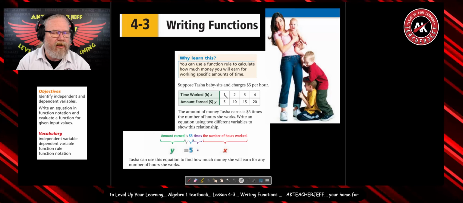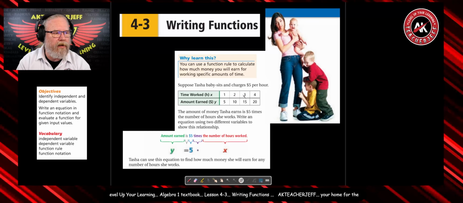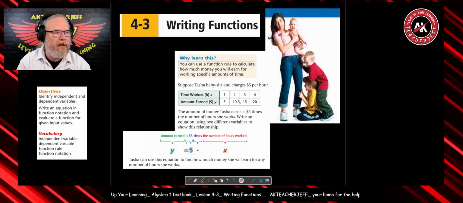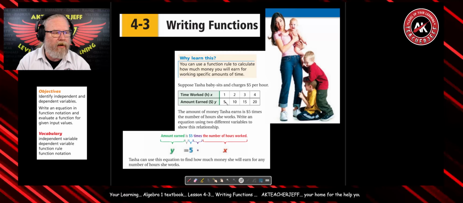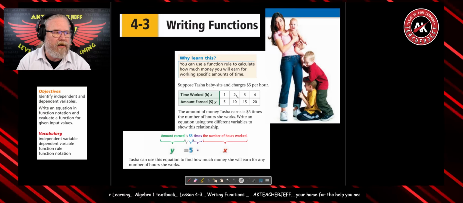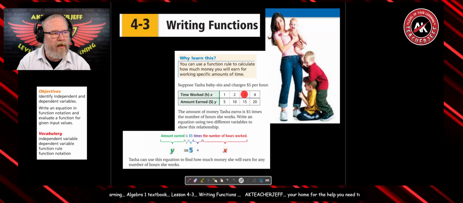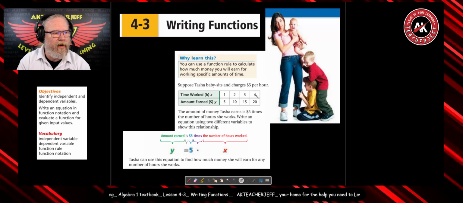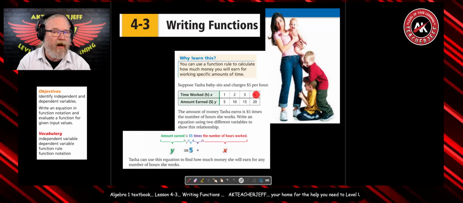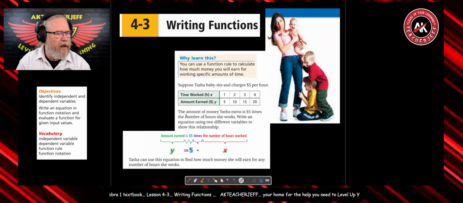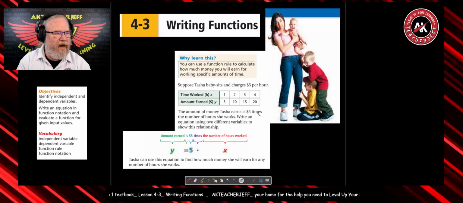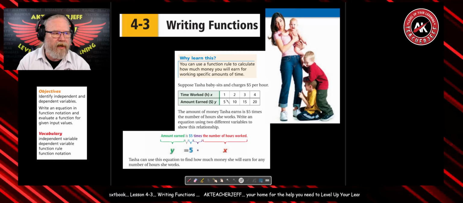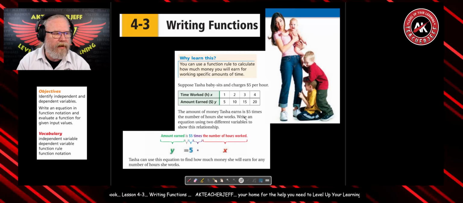And the number of hours she works, she figures, what about 1 hour, 2 hours, 3 hours, or 4 hours? And so she knows that if she works 1 hour, at $5 an hour, she's going to get $5. Works two, she's going to get 10. Three would be 15, and 4 hours would be $20. The amount of money that Tasha earns is 5 times the number of hours she works. We can see that relationship here in this table.